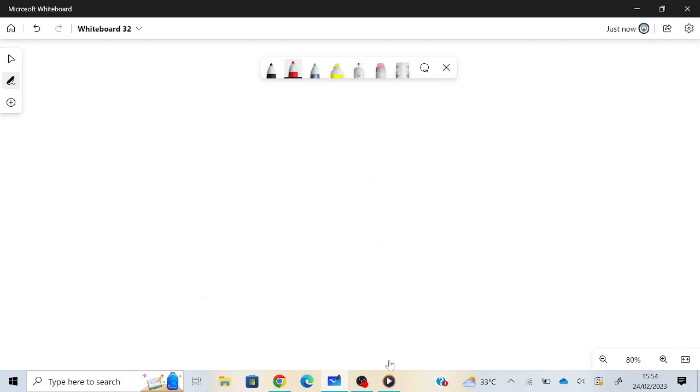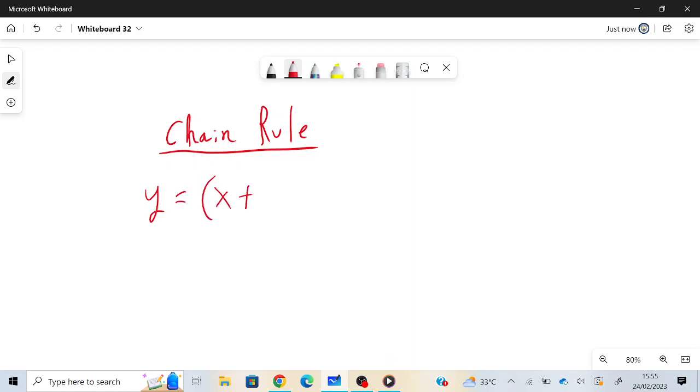Right, so we are talking about the chain rule. Now, what is the chain rule? The chain rule is a rule or a trick in differentiation when you want to differentiate a certain type of expression, and that expression is usually in the form of something like this. For example, let's say y equals (x plus 1) to the power of 2, and you want to differentiate this.